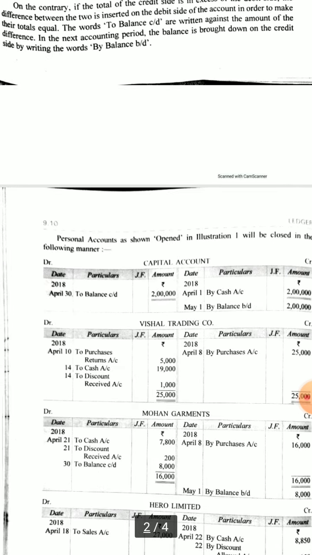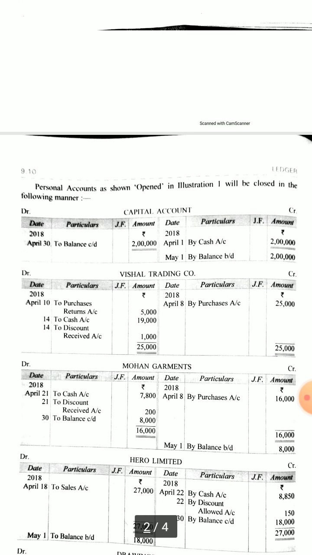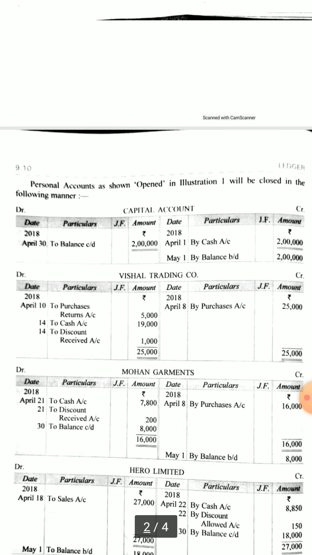We are using the same problem which I discussed as Illustration 1 in the last video. You can see here that when the entry was cash account debit to capital account, we entered on the credit side of the capital account "by cash 2 lakh rupees". Now there is no other entry in the capital account, so this 2 lakh balance will remain there, and we will transfer this 2 lakh to the debit side as "to balance c/d" 2 lakh. Balance c/d means the closing balance.